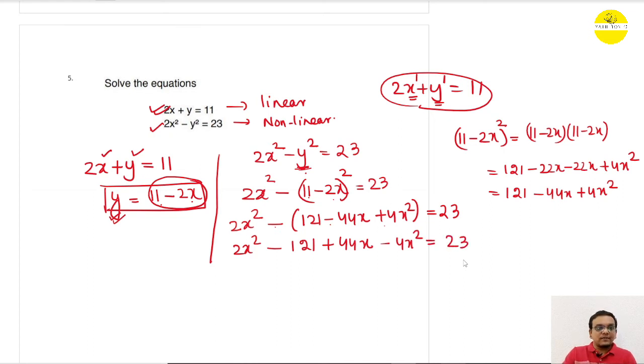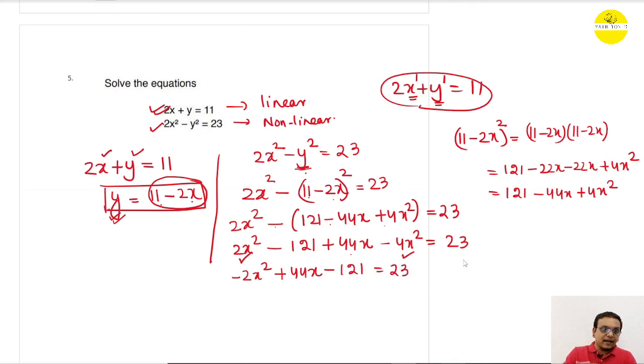Now, which two terms are like terms? 2x squared minus 4x squared, right? So if I subtract it, I think you are getting minus 2x squared. Now we have plus 44x, and we have minus 121 is equal to 23.